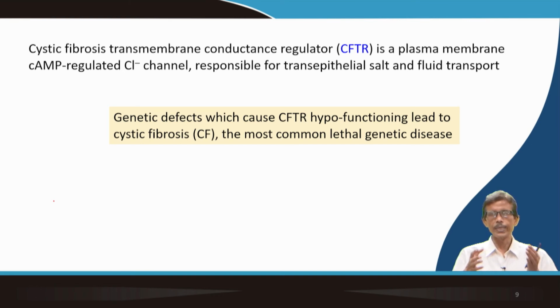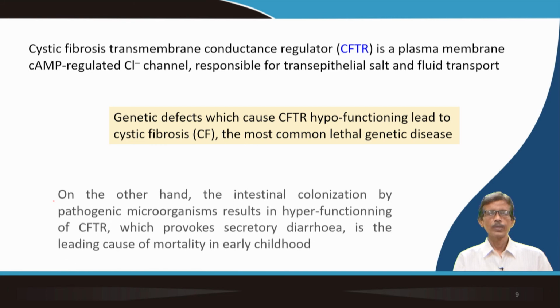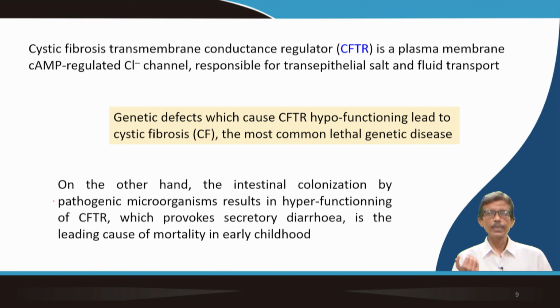So, how can you correlate a disease, even a genetic disease, to the malfunctioning or the hyperfunctioning of a particular regulator, which is dependent on your chloride channel. We also have the intestinal colonization of the microorganisms, the pathogens which are harmful for us, due to hyperfunctioning of CFTR. So, these two conditions have been demonstrated over here. One is hypo and another is hyperfunction, which provokes secretory diarrhea, the leading cause of mortality in early childhood. So, another disease can also be identified which has some relationship with CFTR and with your chloride ions.